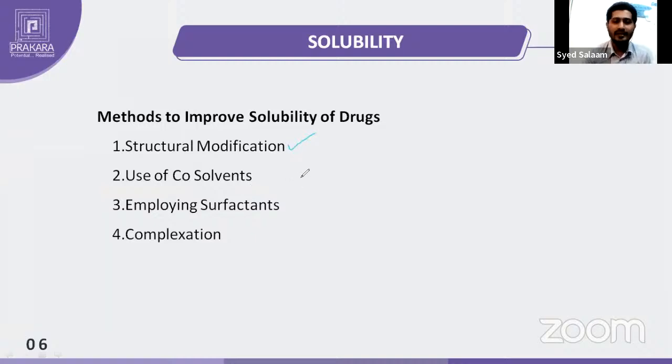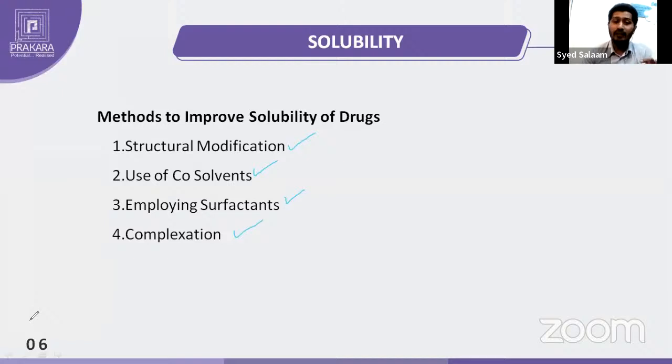Another method is adding co-solvents. If you add a few more co-solvents along with the drug, then it also increases the solubility. Even employing surfactants helps in the solubility, as well as complexation. So these are the four various methods that could be applied to enhance the solubility of the drug. Based on where the drug has to act and which type of solubility is preferred, we need to select. It will vary from drug to drug, and its dosage form also.